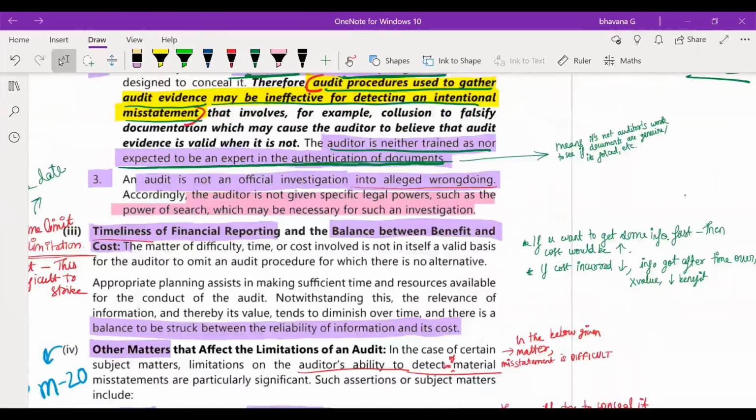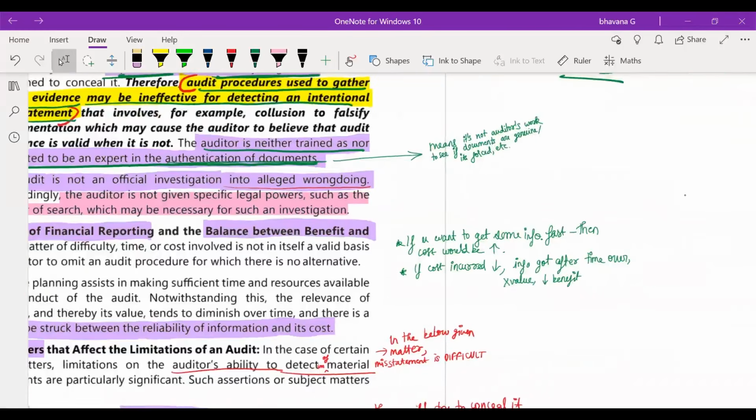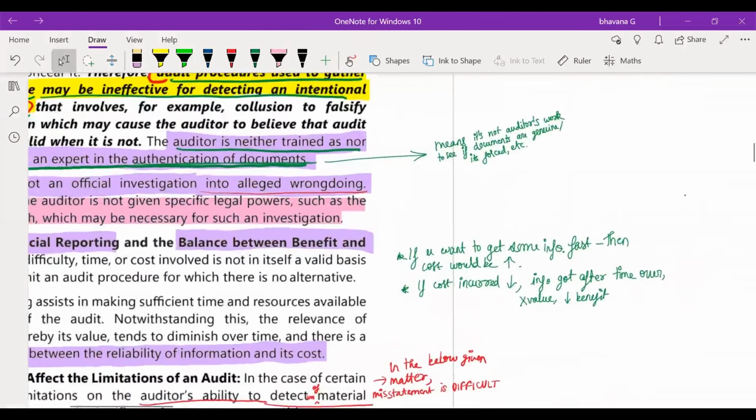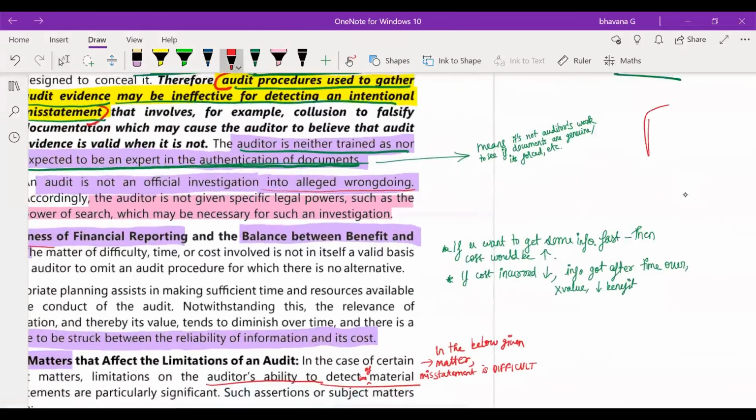Audit procedures used to gather audit evidence may be ineffective. Why will they be ineffective? Because it is a fraud, for detecting an intentional misstatement. Also, suppose there is a document and a few entries are written in it. My work is not to check whether the entries are genuine or not. My main work is to check whether whatever entries are there, the financial statement is made on that basis. That is my primary responsibility.